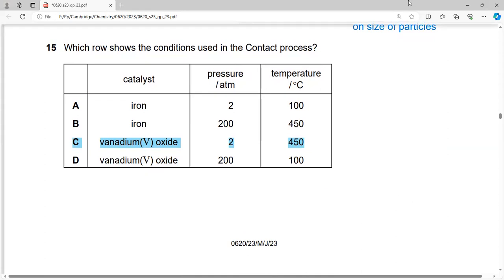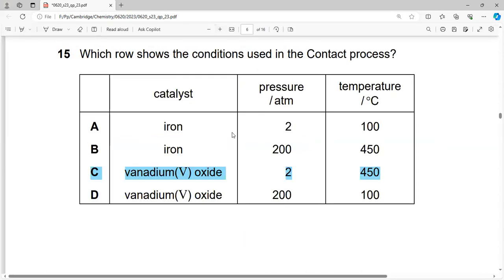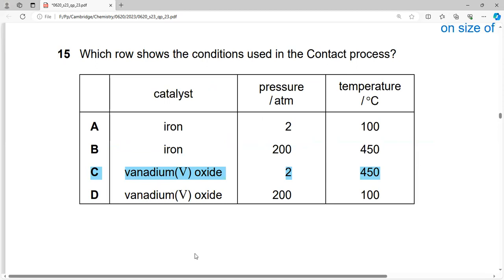The next question is about the contact process. You need to know what conditions are needed for the contact process, so that's a knowledge-based question. We need the catalyst, vanadium oxide, a pressure of 2 atmospheres, and a temperature of 450 to keep the reaction in the forward direction. So C is our correct option here.